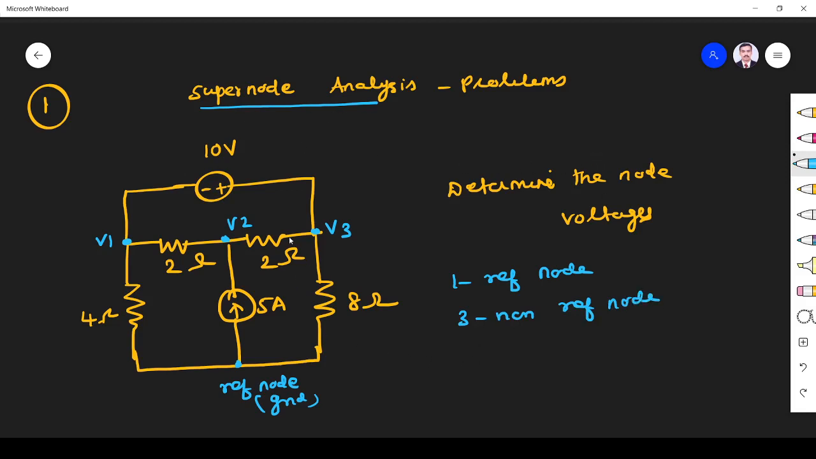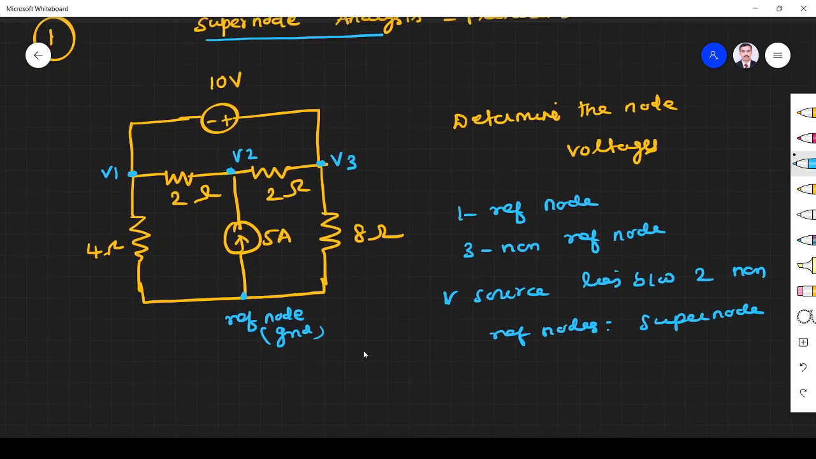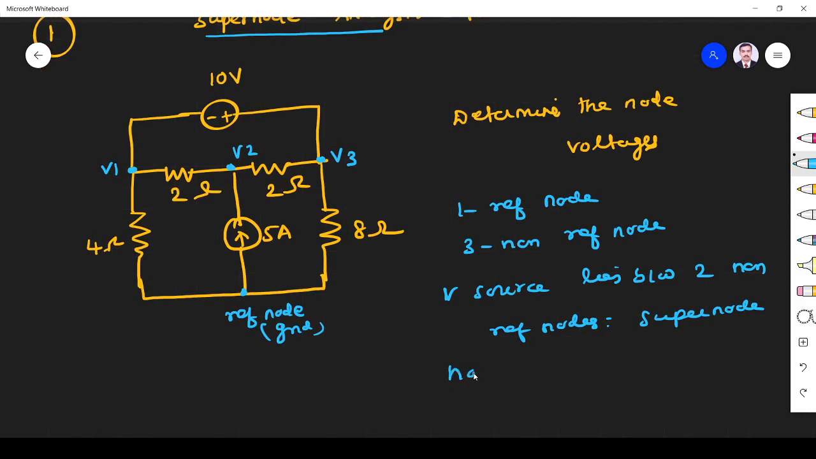If a voltage source lies between two non-reference nodes, then that pair is called a supernode. Here you see in between non-reference nodes 1 and 3 we have a voltage source. So this problem is coming under the category of supernode analysis. Nodes 1 and 3 form a supernode here.